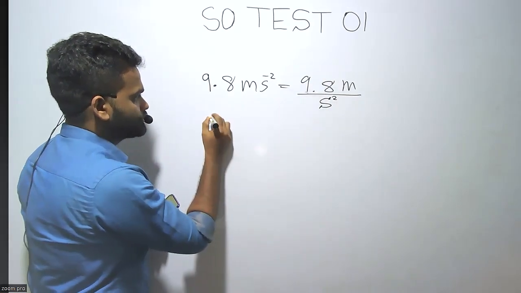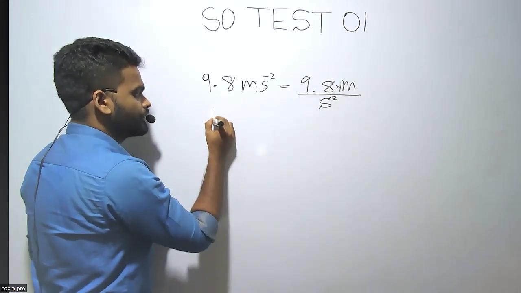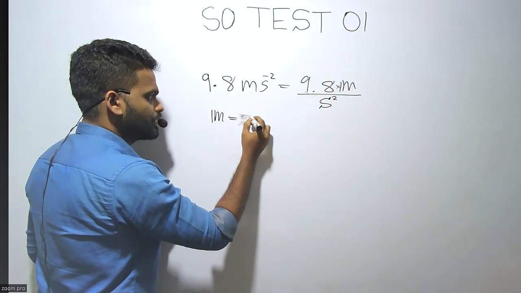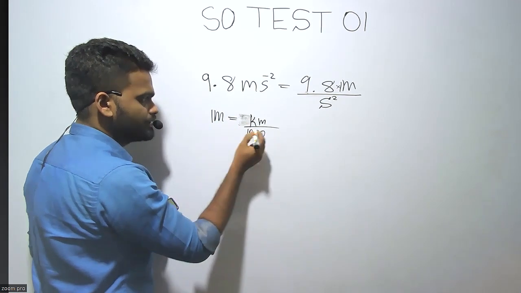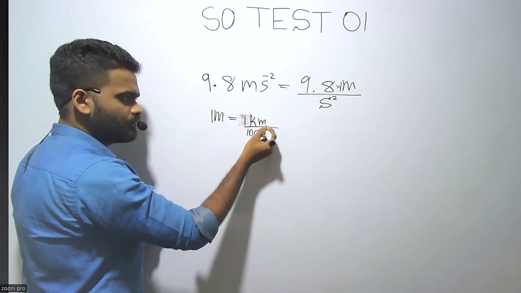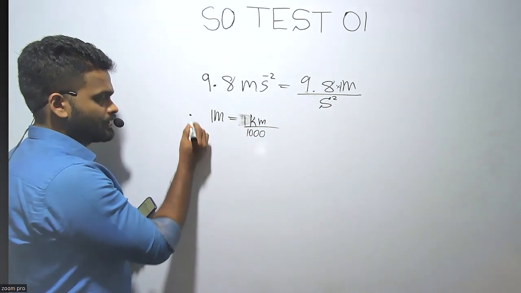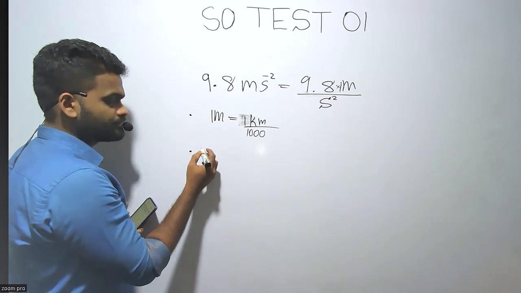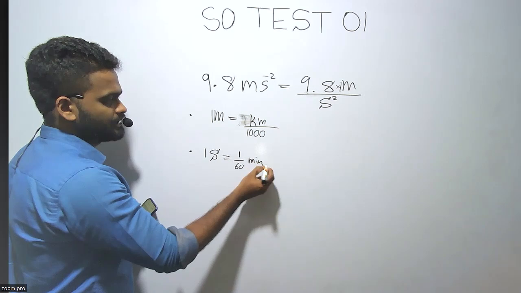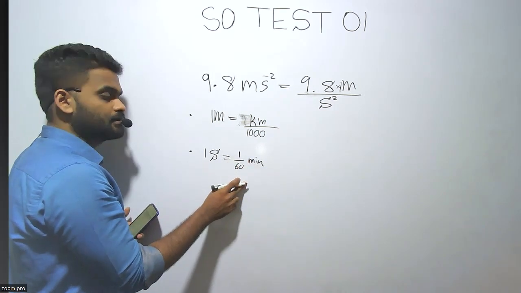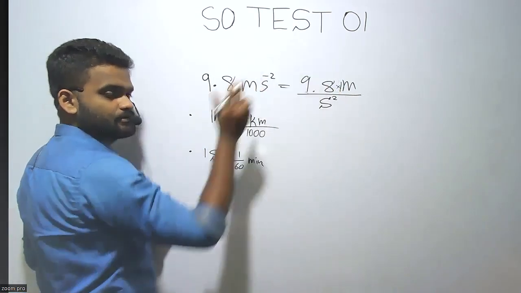So you need kilometers. So you know this is 9.8 times 1 meter. So what is 1 meter? 1 meter is kilometer divided by 1000. So in order to get 1 meter, you need to divide 1 kilometer by 1000. 1,000th of a kilometer is 1 meter. Another one is you need minutes. So 1 second is what? 1/60th of a minute. Got it?